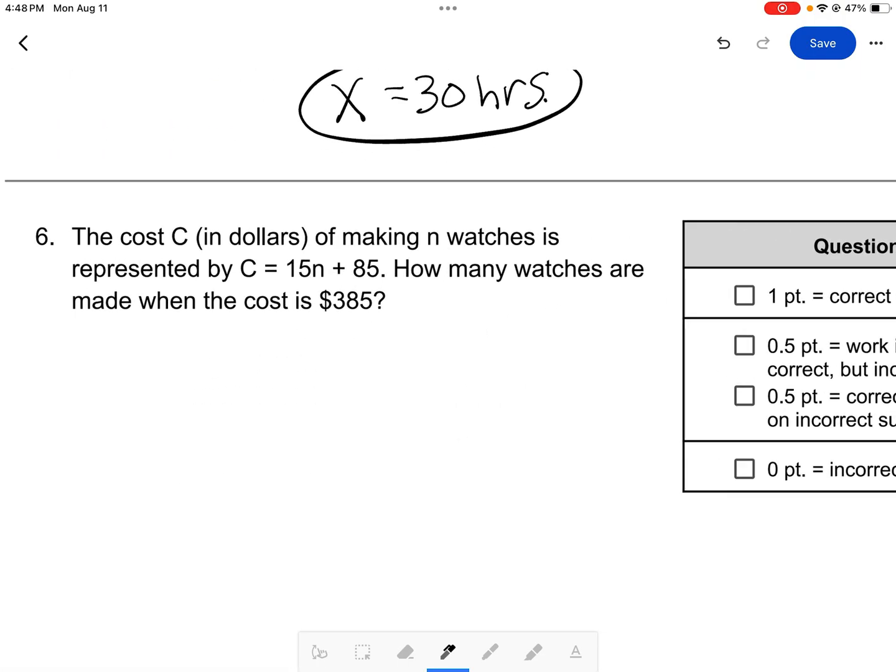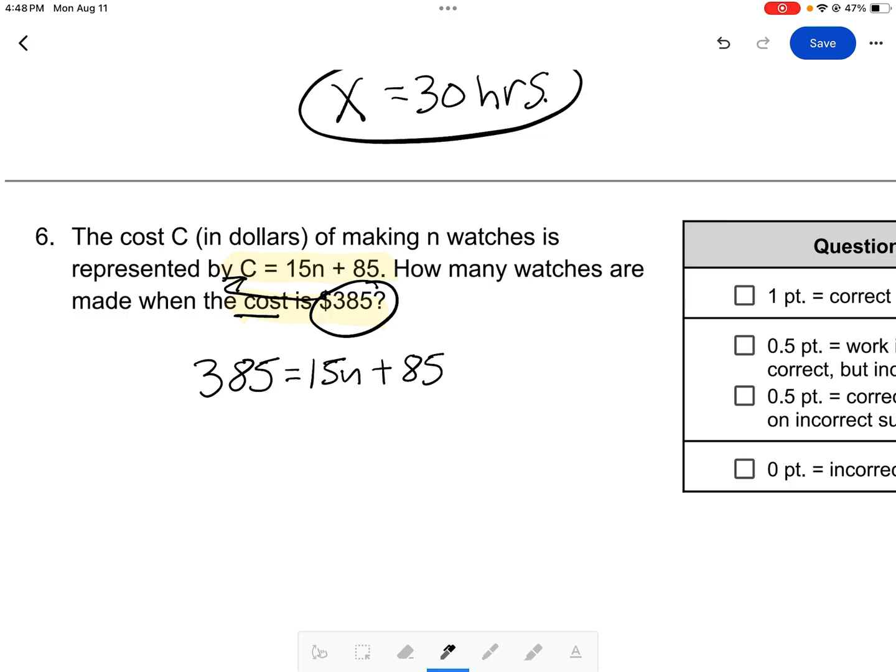And for number 6, it says the cost C in making watches is represented by this equation. C equals 15n plus 85. How many watches are made when the cost is $385? Okay, so for this problem, this 385 here, we're going to plug in for C because that's our cost. So when I rewrite the equation, it's going to be 385 is equal to 15n plus 85.